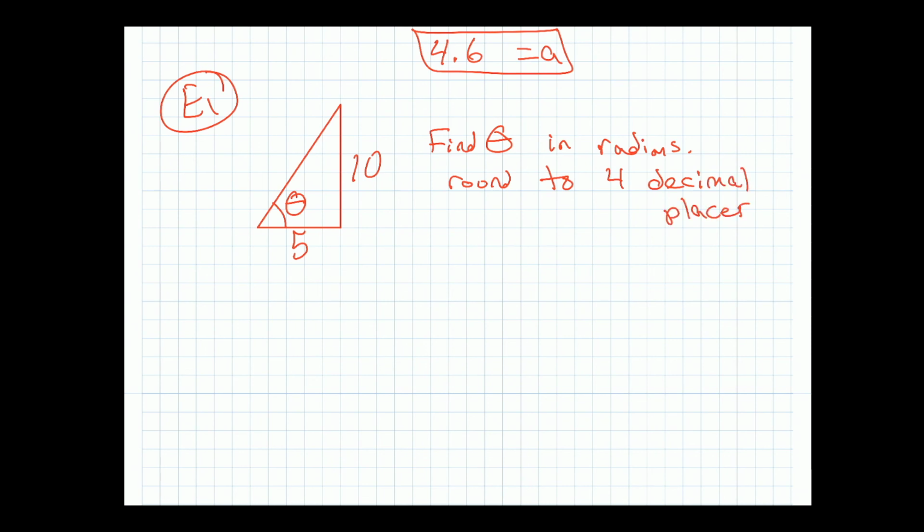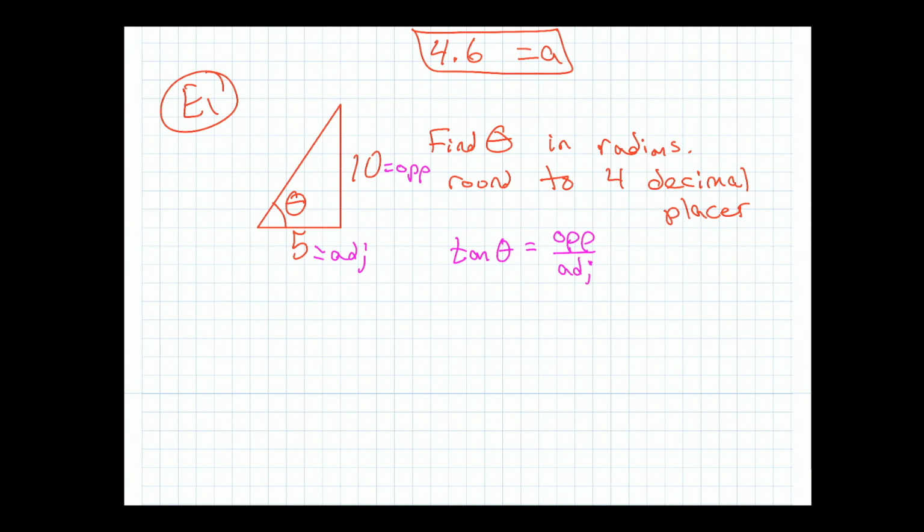All right. So again, all you have to do is identify the sides of the triangle. Based on where theta is, this is the adjacent side, right? It's right next to the theta. And this is the opposite side, 10. So we're looking at opposite and adjacent. So I know that the formula that relates opposite and adjacent is tangent theta is opposite over adjacent.